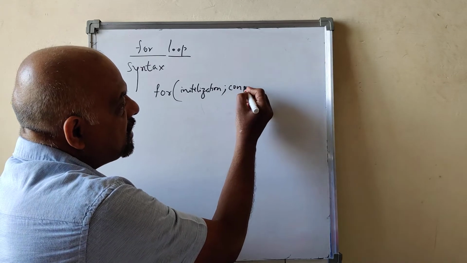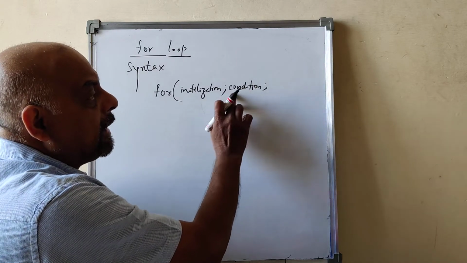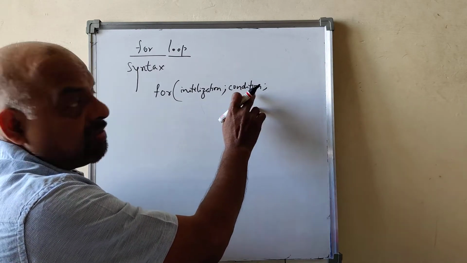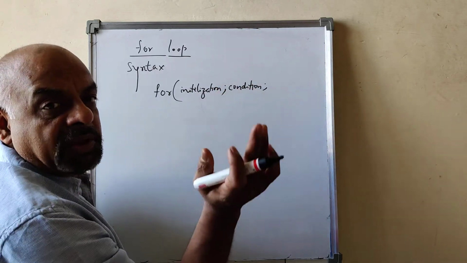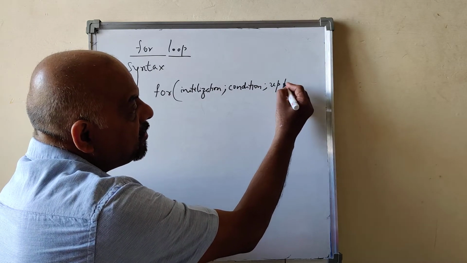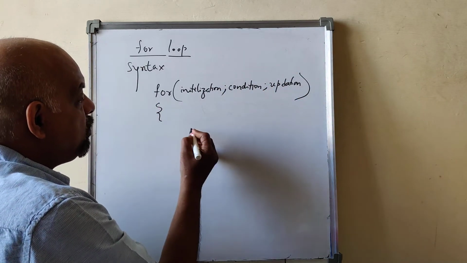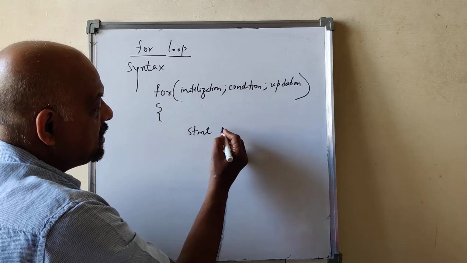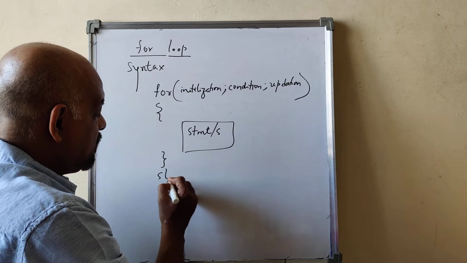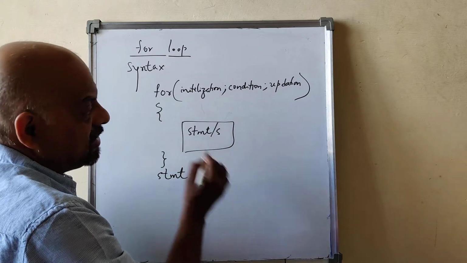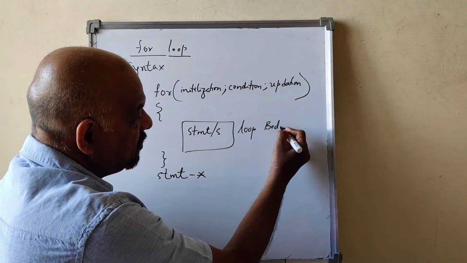Next, the condition. The condition is formed using relational and logical operators. This is the test condition, the termination. As long as this is true, you execute the loop body. Once this is false, you come out of the loop. Then updation. Here you are not supposed to put a semicolon. And the for loop body contains all the statements. Once you come out of the for loop, you reach statement X.